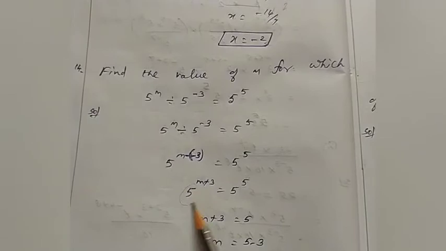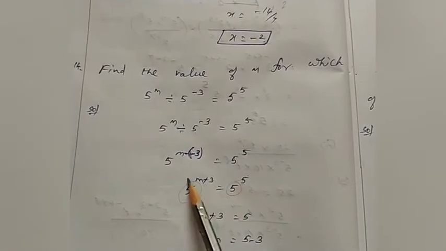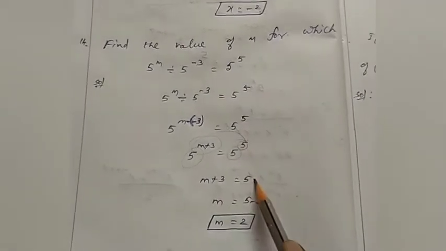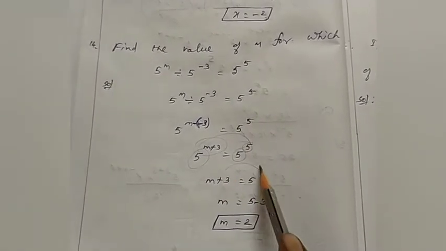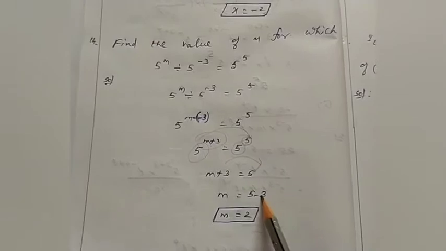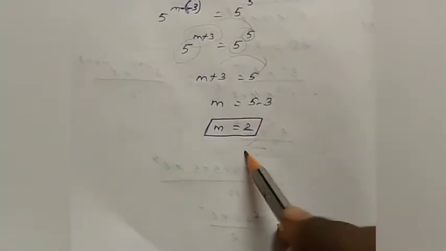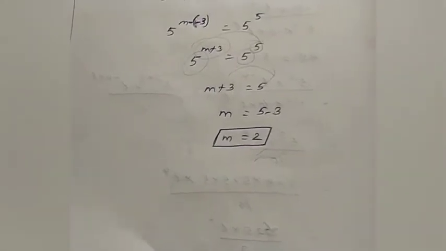Here the bases are the same, so now equating the powers, m plus 3 is equal to 5. m is equal to 5, and 3 transposing to that side becomes minus 3. So m is equal to 5 minus 3. So therefore the value of m is equal to 2.